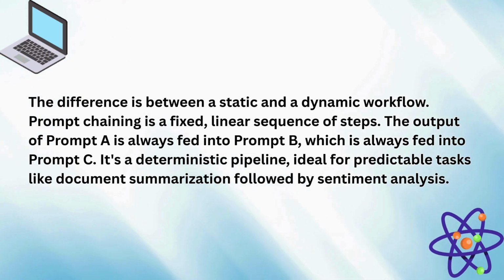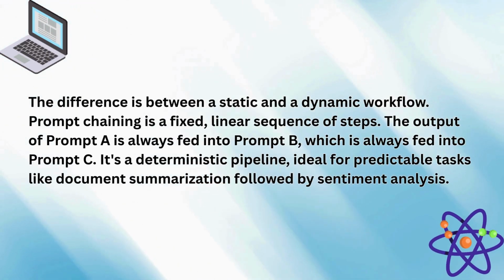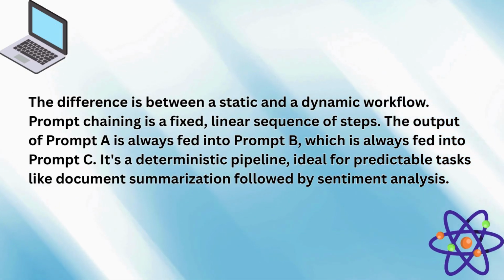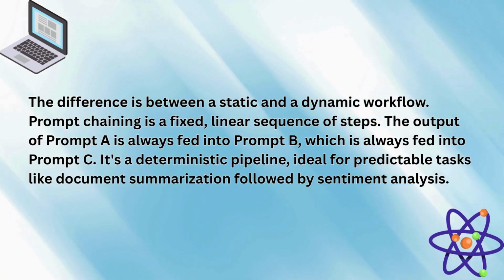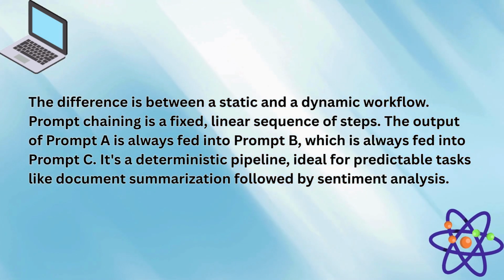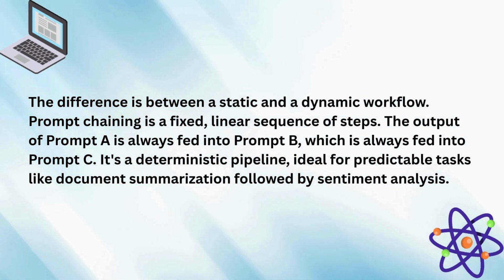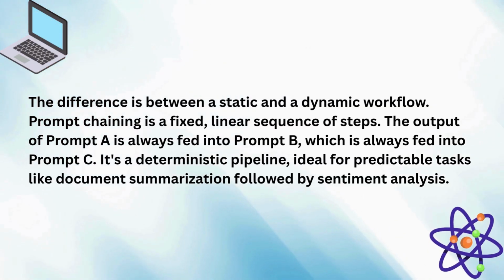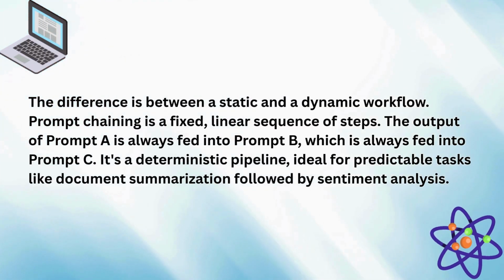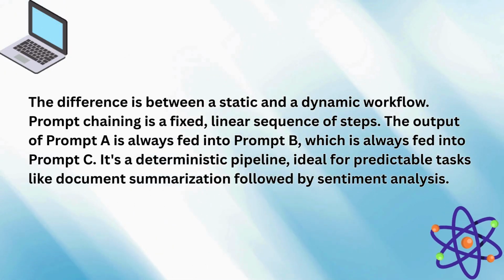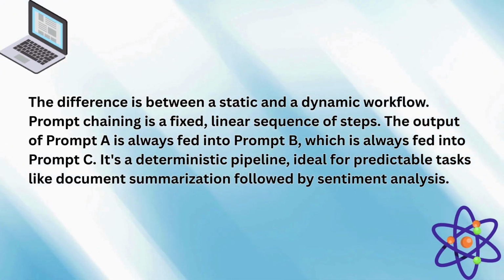Explain the difference between prompt chaining and an agent loop. The difference is between a static and a dynamic workflow. Prompt chaining is a fixed, linear sequence of steps. The output of prompt A is always fed into prompt B, which is always fed into prompt C. It's a deterministic pipeline, ideal for predictable tasks like document summarization, followed by sentiment analysis.